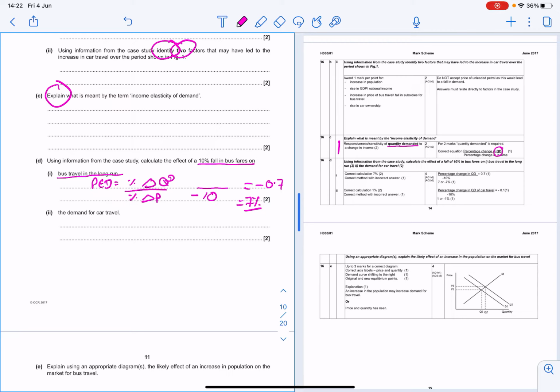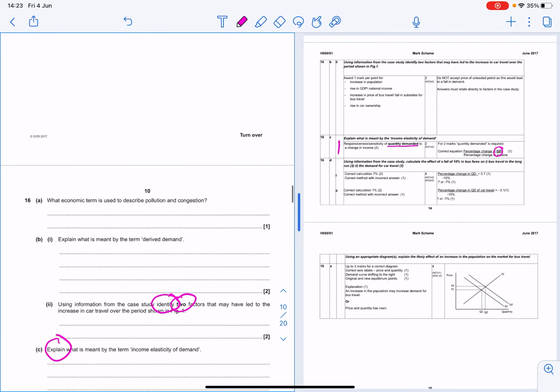Then you need to look at what's going to happen to the demand for car travel. So we've got bus fares and car travel. So that's looking at XED. So XED is the percentage change in quantity demanded of good A, and good A is going to be car travel because we're talking about the demand for car travel, over the percentage change in price of the bus fares. So again, we know that the bus fares has gone down by 10%.